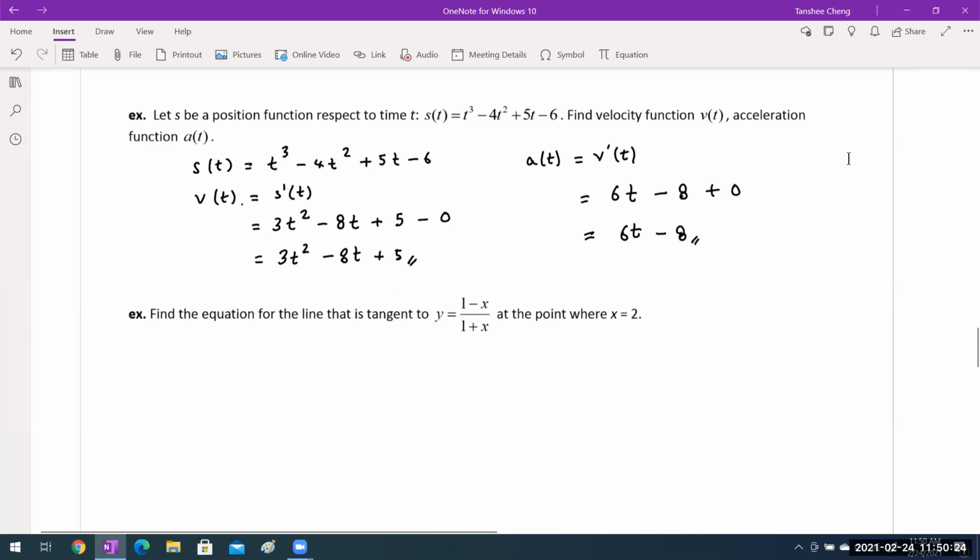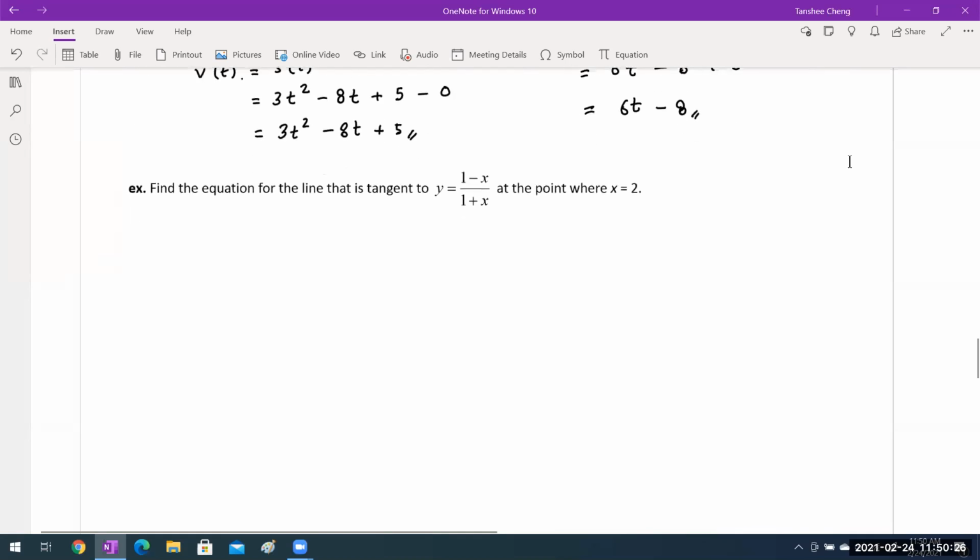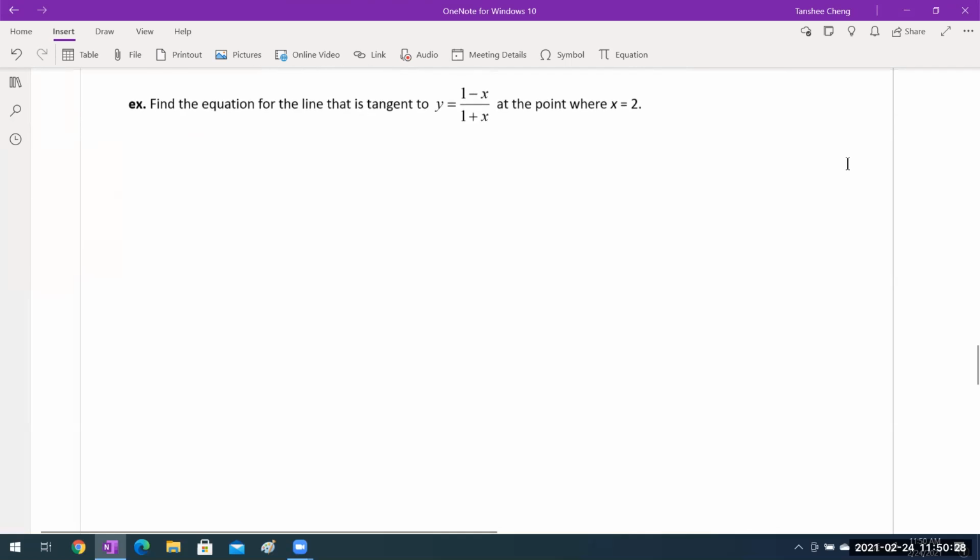Then we're going to do the example that we did before in the previous sections, finding the equation of the tangent line. However, this time it will be a lot easier because we're going to be using the formula instead of the definition. So finding the equation of a tangent line to this curve at the point x equals 2. First, we need to find out the slope of the tangent line.